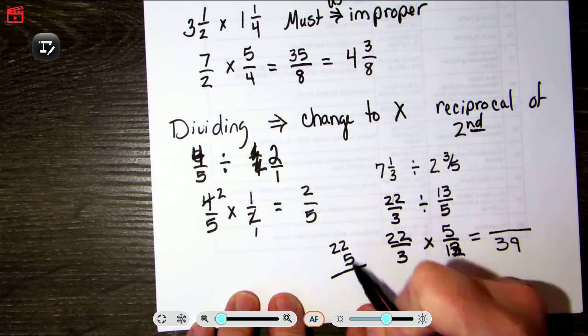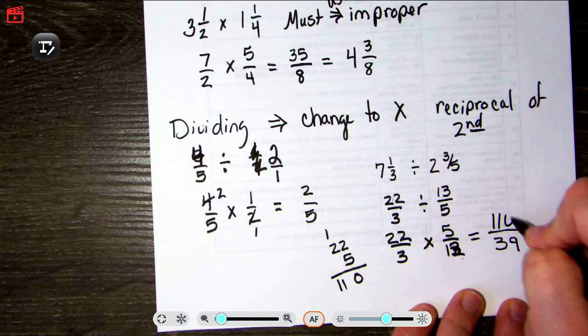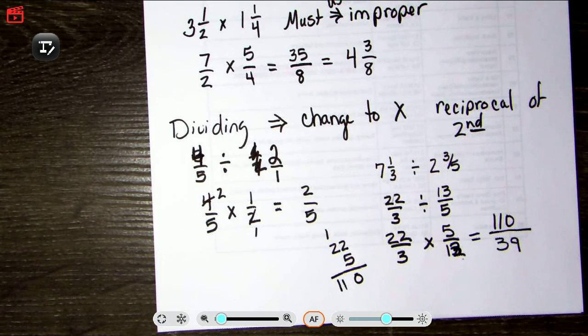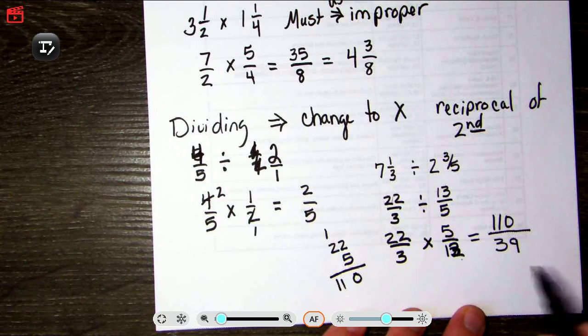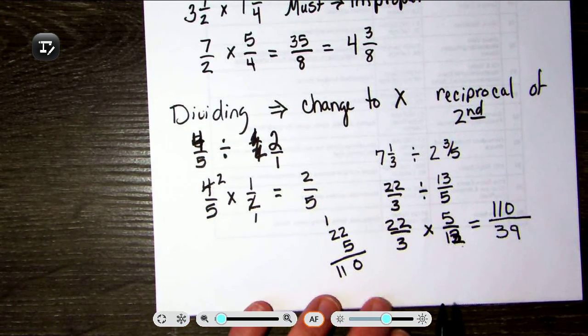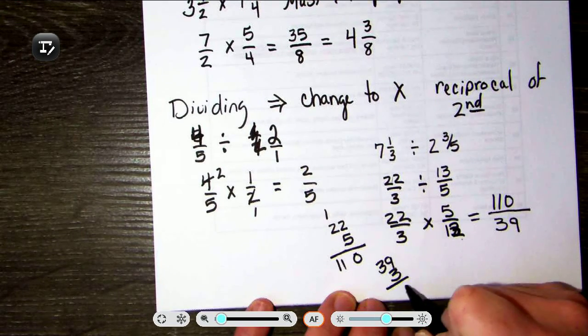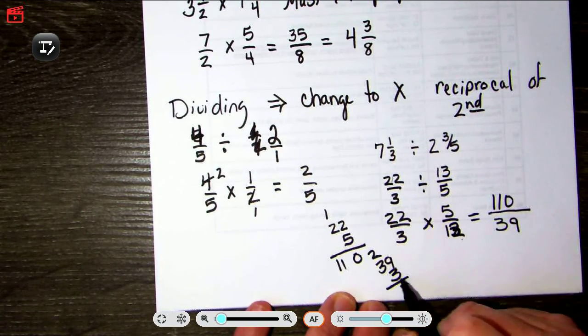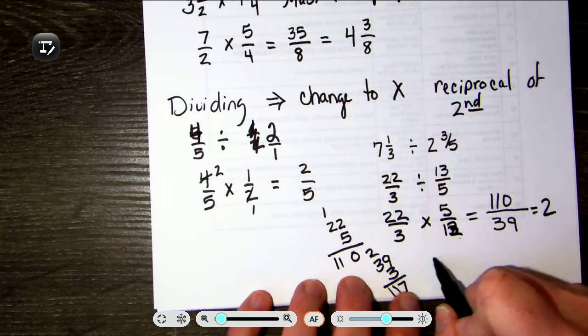22 times 5, 10, carry 1, is 110/39. Ooh. Let's see. 39 goes in there probably about 3 times. We'll see. 39 times 3, 27, 9. Nope, too big. So it goes in there 2 times.